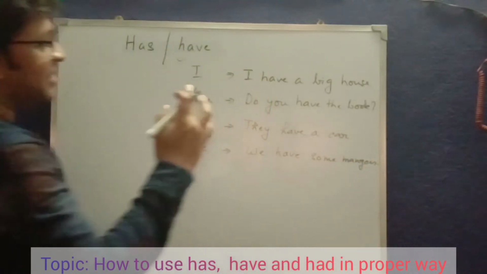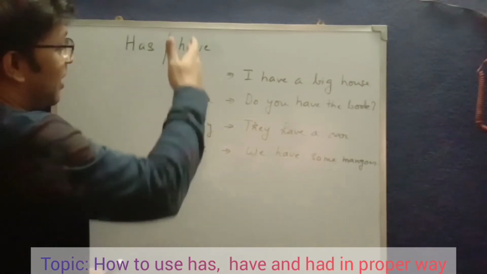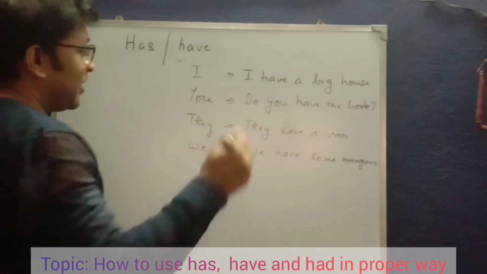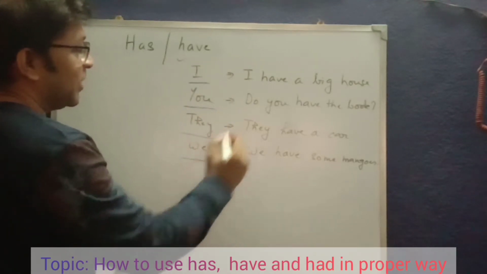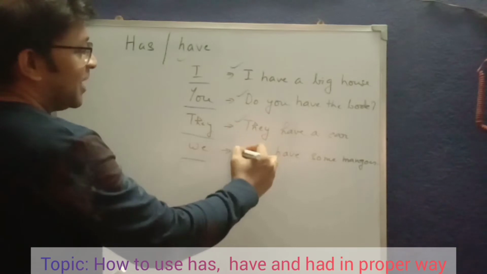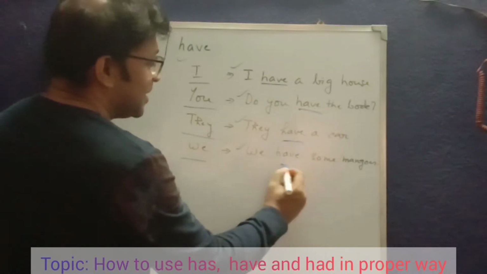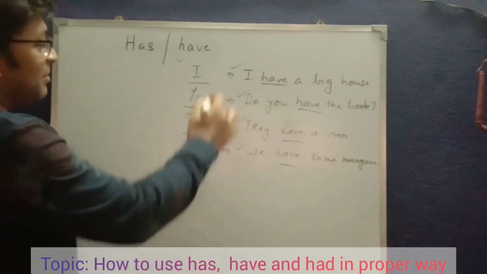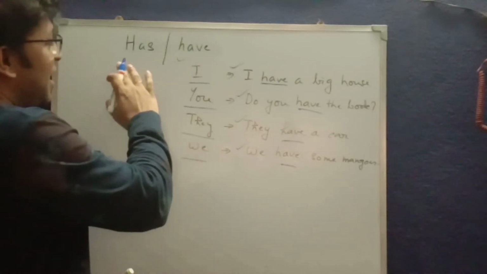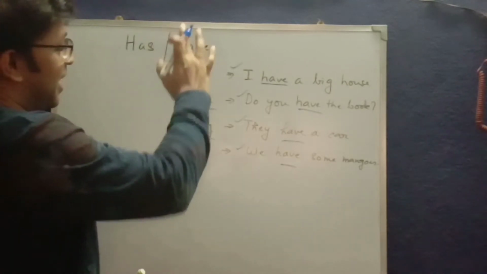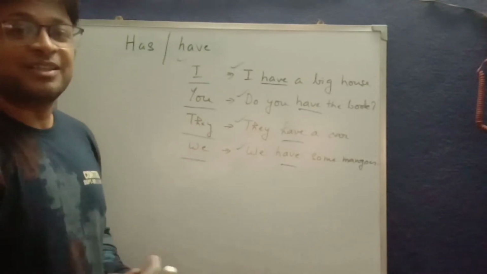So all these are examples of how you are going to use have, in the case of I, you, they and we, and how they are used in a sentence. You will always have to remember these things, because if you remember them, you will never make any kind of mistakes. So these are the examples of how has and have are used in a sentence.